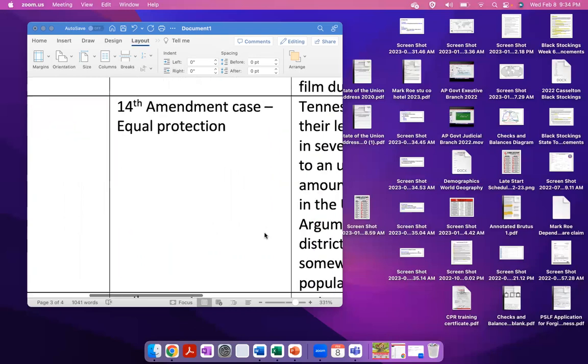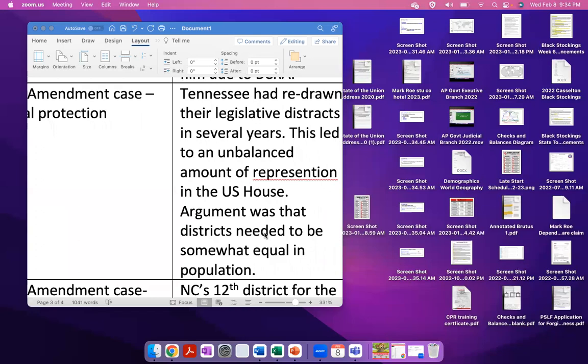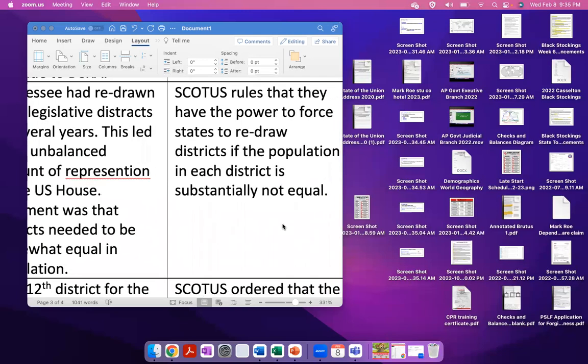But in Baker v. Carr, this deals with the state of Tennessee. They had not redrawn their districts in a long time. There was one district that had much fewer people than another district. And so it was challenged that, hey, those districts need to be mostly equal in population size. Otherwise, those voters where there's not as many of them, their vote would count more than somebody else's. And the Supreme Court is going to agree. They said that, hey, you know what, Tennessee, we have the power to force you to redraw your districts.